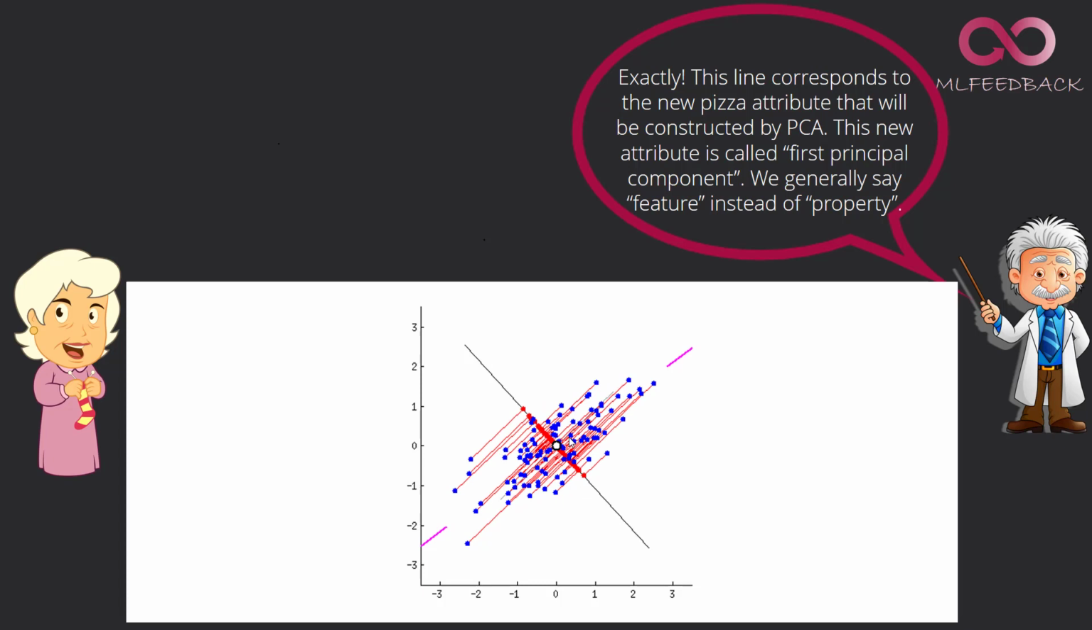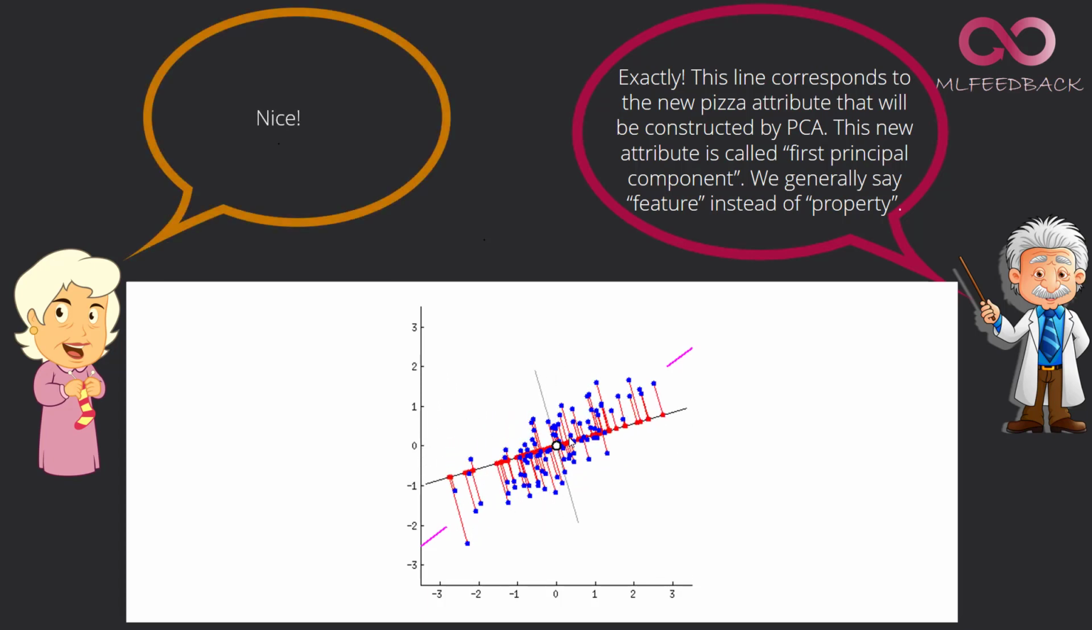We generally say features, properties, attributes. But the technical term for this is principal component. This is how PCA comes up with these new attributes that explain the maximum variance in the data set and also attributes that will result in minimal reconstruction error when you're trying to get the original attributes from these new attributes. Granny is excited and she says, nice.